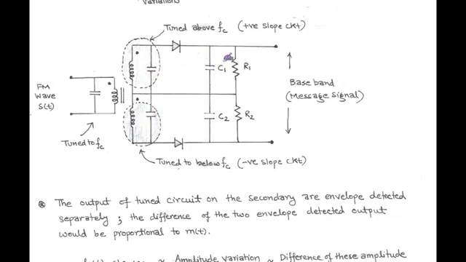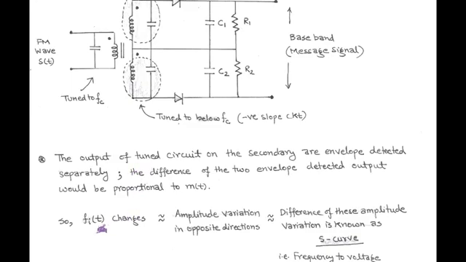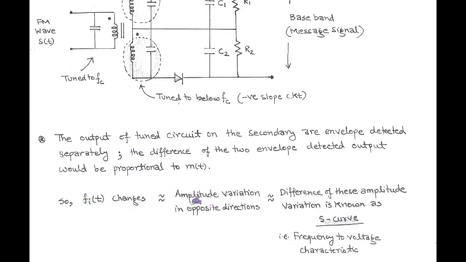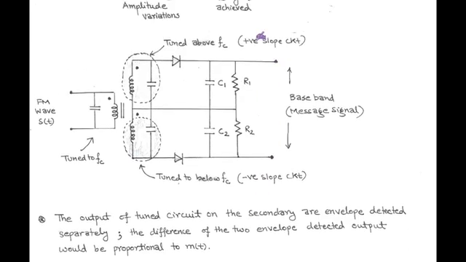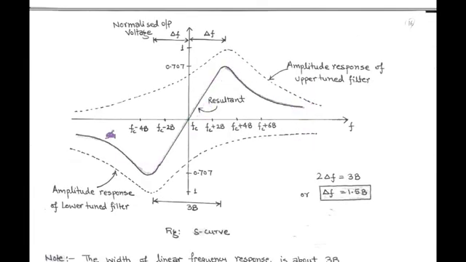The outputs of the tuned circuits on the secondary side are detected separately using envelope detectors. And the difference of these two envelope detected outputs is proportional to the message signal. So on the basis of operating principle, as the instantaneous frequency of the FM wave changes, there corresponds an amplitude variation in opposite direction with the help of the secondary tuned circuits called positive and negative slope circuits. And the difference of these amplitude variations is known as the S curve. This curve is a frequency versus voltage characteristic and the shape is like the letter S, hence called S curve. That is shown in figure.